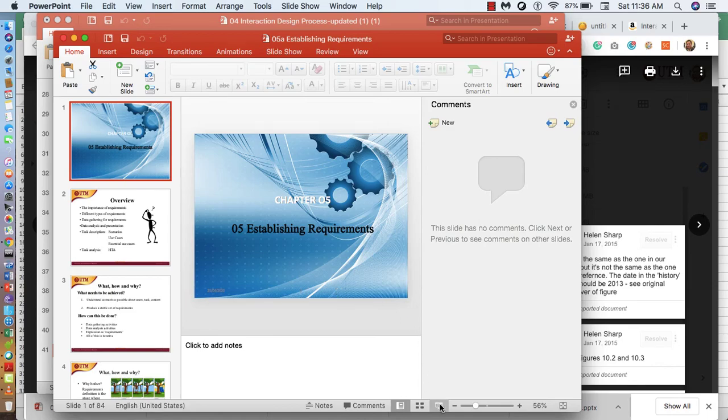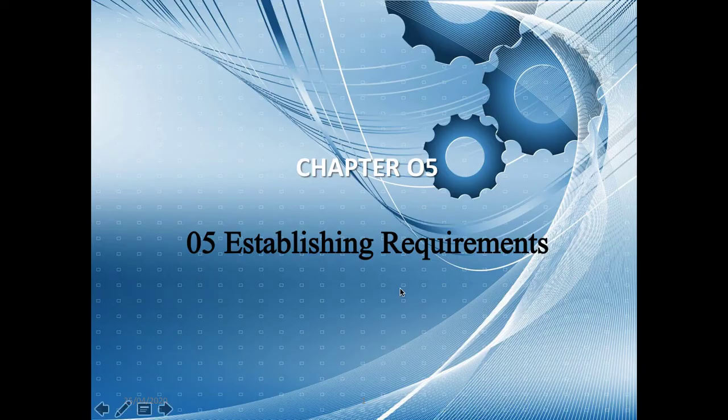Okay, we meet again, and today we're going to talk about establishing requirements. The previous lecture mentioned the process of interaction design and its four activities, the first one being identifying user needs and establishing requirements. So for chapter 5, we are focusing on establishing requirements.